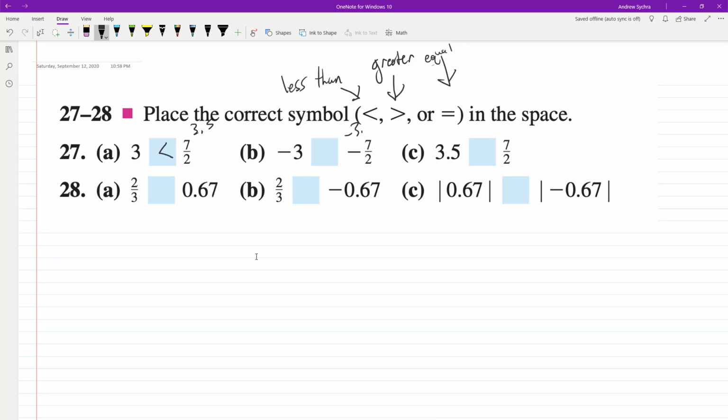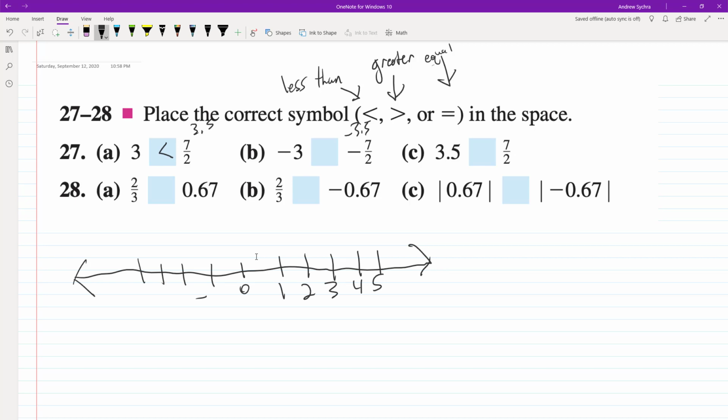-3, -3.5. So just to be careful here, this is a little counterintuitive, but on a number line, let me just draw a number line. This isn't perfect, but it serves its purpose of showing you what it is. So -1, -2, -3, -4. Any number to the left of a number on a number line is less than. Any number to the right is greater than. So here, -3, which is about right here, and then -3.5. So -3 is greater than -3.5.